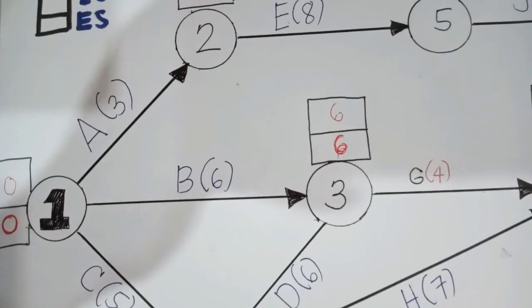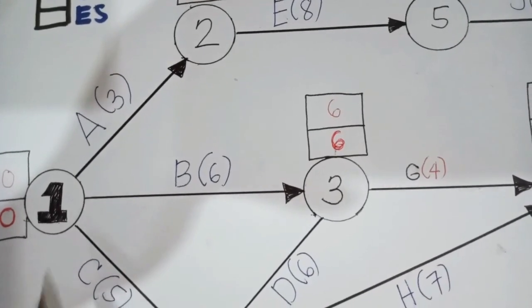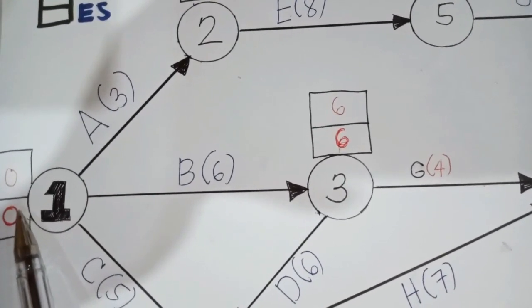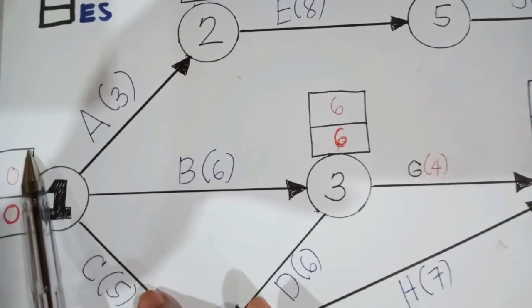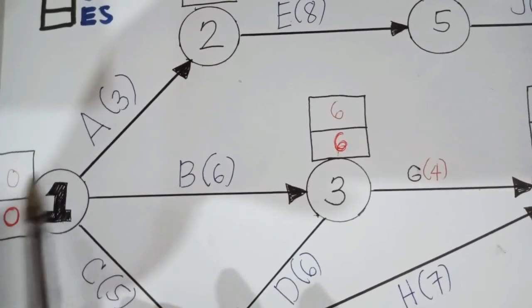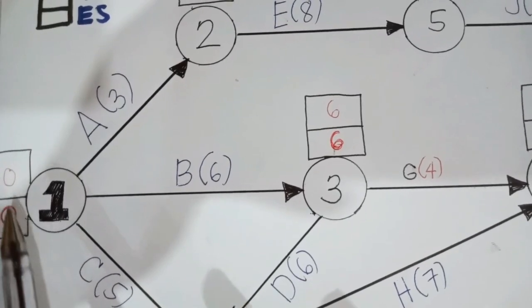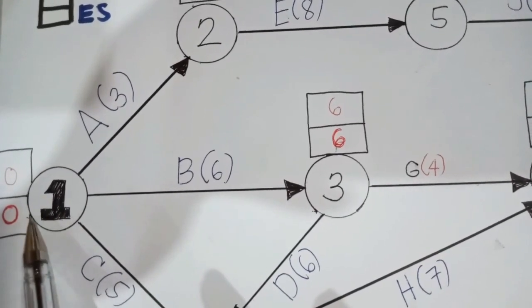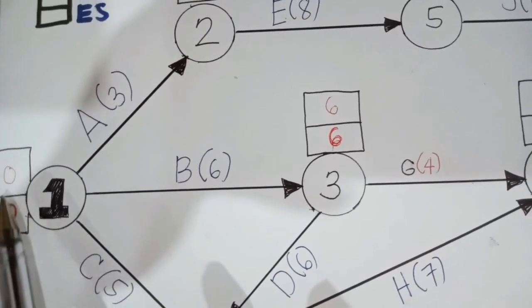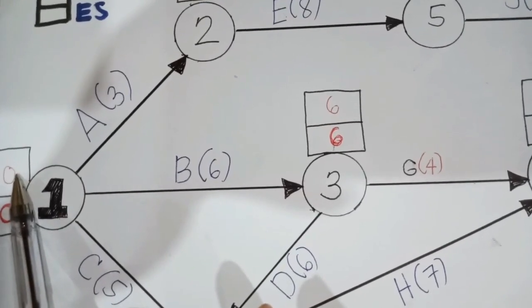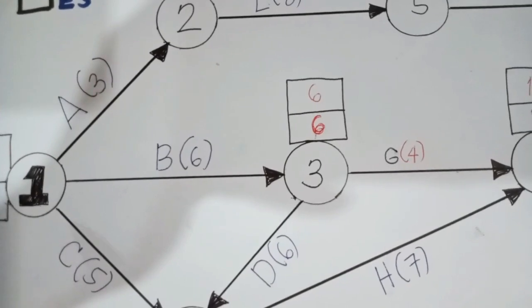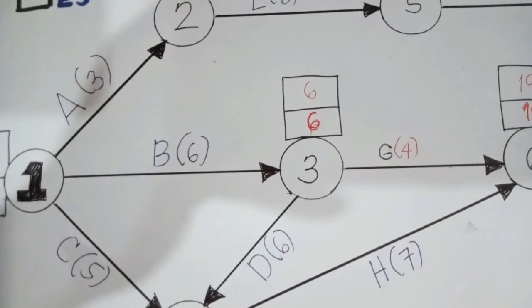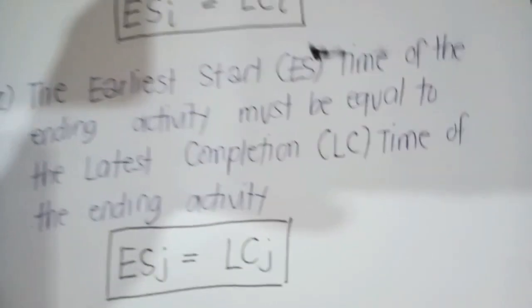Now going back to our network diagram, as you can notice, the earliest start time of our starting activity is equal to the latest completion time of our starting activity. So our earliest start time of the starting activity is 0, which is equal to the latest completion time of our starting activity. So in this case, our condition number 1 is being satisfied.